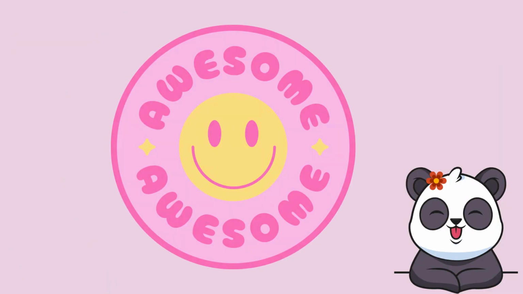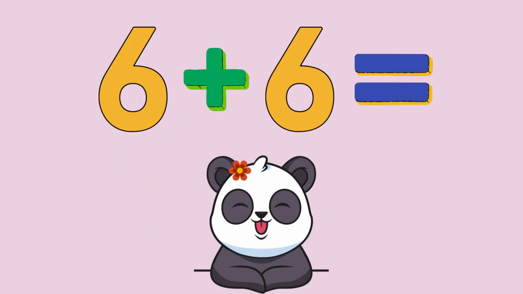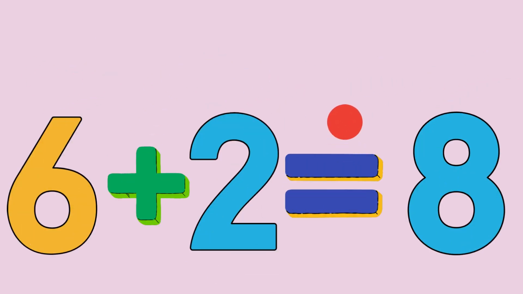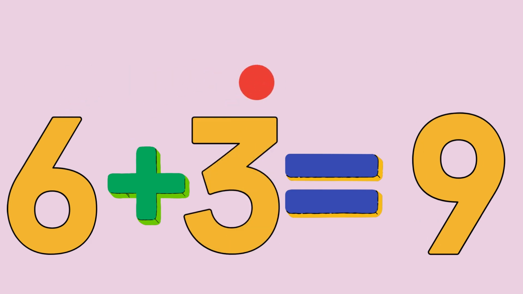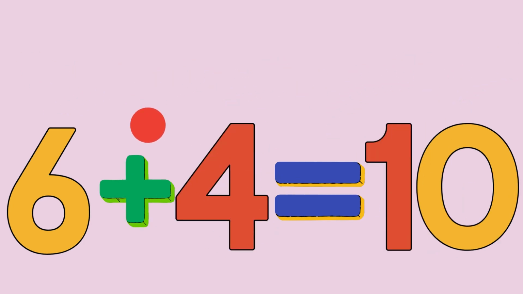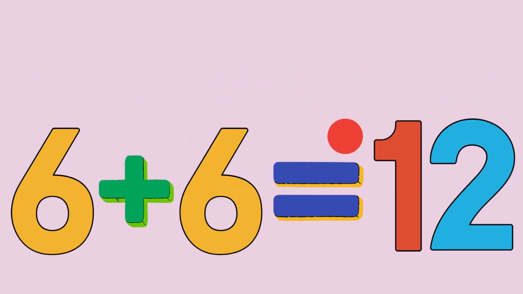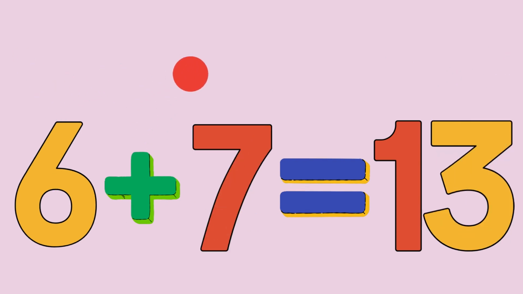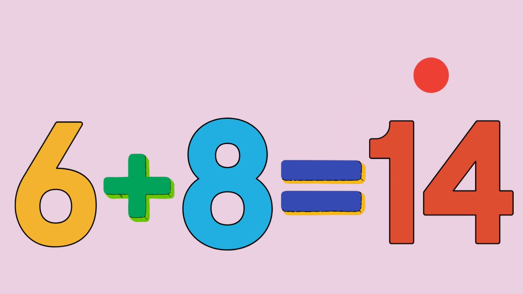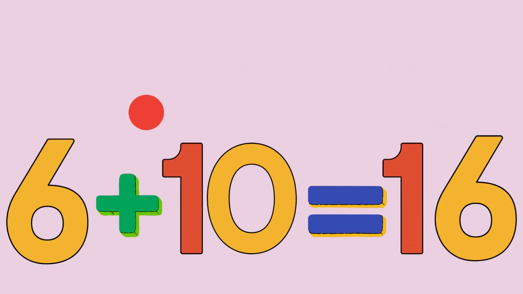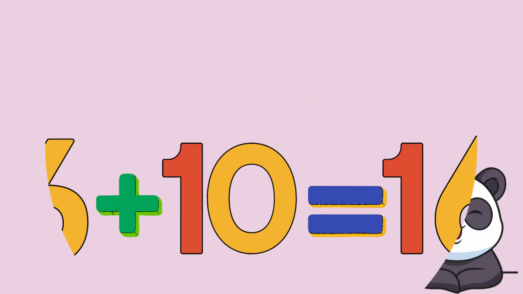That's awesome. Let's do table 6. 6 plus 1 is 7. 6 plus 2 is 8. 6 plus 3 is 9. 6 plus 4 is 10. 6 plus 5 is 11. 6 plus 6 is 12. 6 plus 7 is 13. 6 plus 8 is 14. 6 plus 9 is 15. 6 plus 10 is 16.